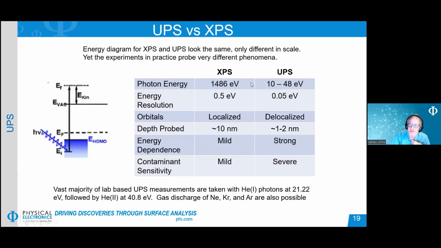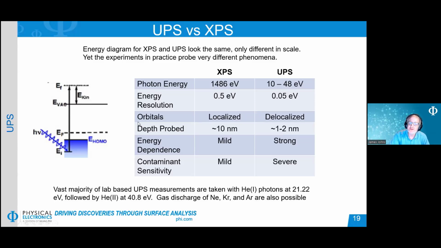Obviously, the photon energy is different. In XPS, we're talking about X-rays. In UPS, we're looking at UV light. The energy resolution is different. XPS has an energy resolution typically on the order of 0.5 eV, and what I mean by energy resolution here is the full width at half max of a feature, not your ability to locate a charging shift, which is obviously much higher, but the ability to separate different features from each other.